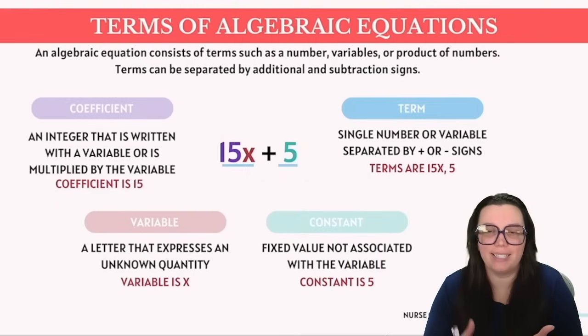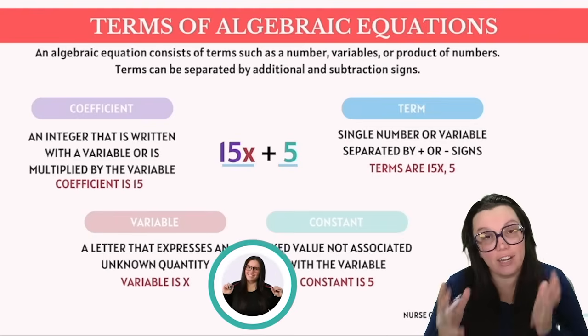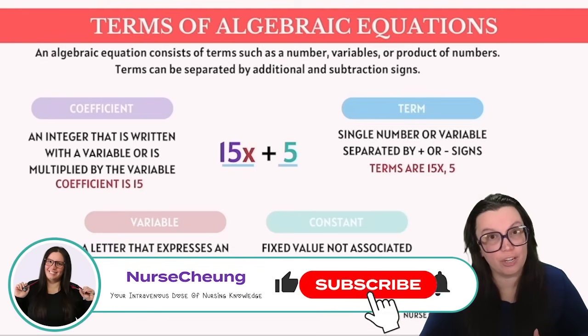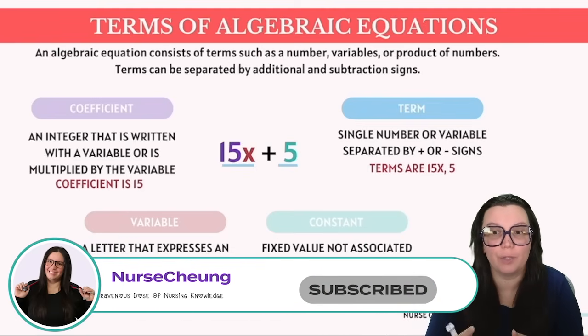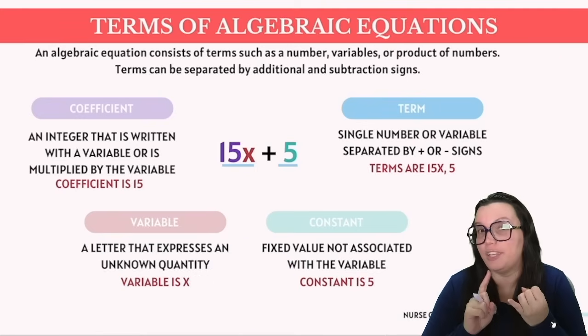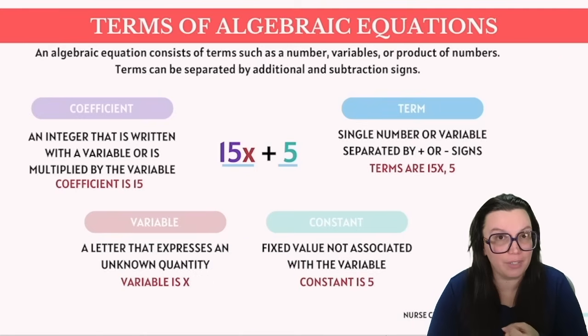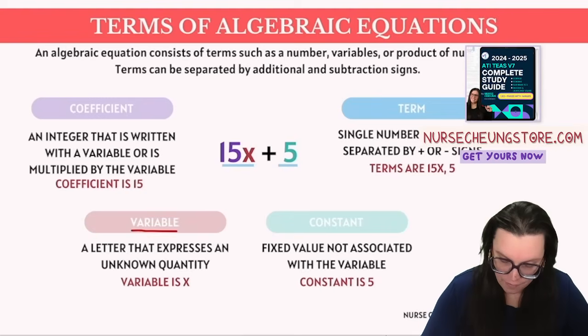So on the ATI TEAS, it's going to be crucial that you understand some vocabulary terms when it comes to algebra. Here you can see we have an algebraic expression, 15x plus 5. There are going to be 4 key terms that are consistently going to be used when you're taking your test. It's going to be coefficient, variable, term, and constant. So let's begin with the term variable.